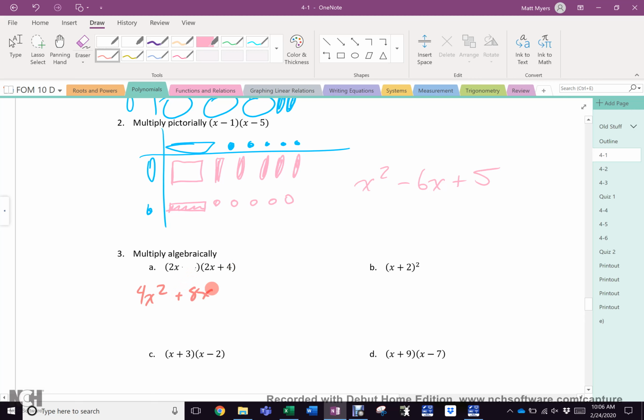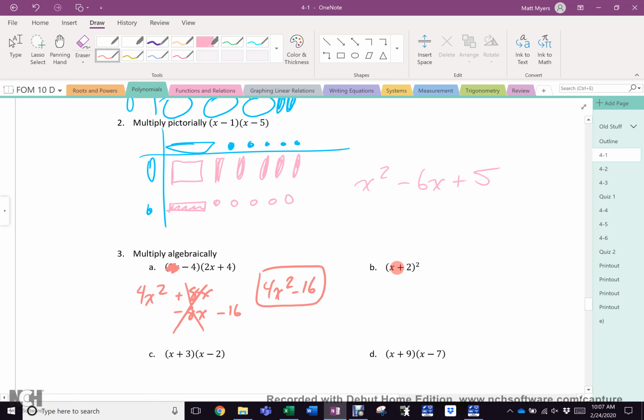Plus 8x, yes? Has that 2 been distributed to everybody? So we're done with him now. He's taken care of. Now I got to deal with this guy. What's negative 4 distributed in? What does negative 4 do when it hits positive 2x? Negative 8x. I line them up when they're like terms. And what is negative 4 times positive 4? Negative 16. What is 8 minus 8? Nothing. And what is left? 4x squared minus 16. Yeah?